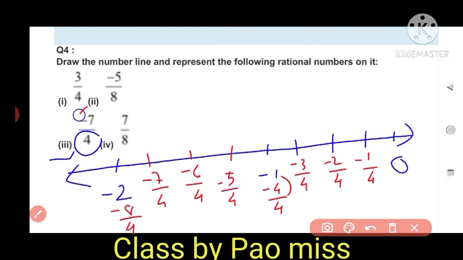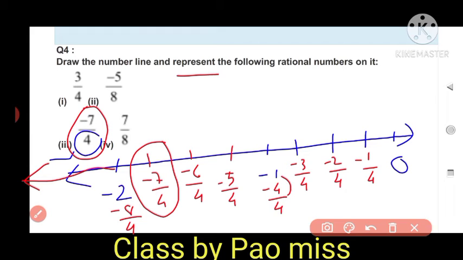Now we got our quotient, isn't it? Minus 7 upon 4. So this much is required to draw. No need of continuing more units, because we already got minus 7 upon 4. We have to represent 7 upon 4, and we got 7 upon 4 also. So hope you have understood.